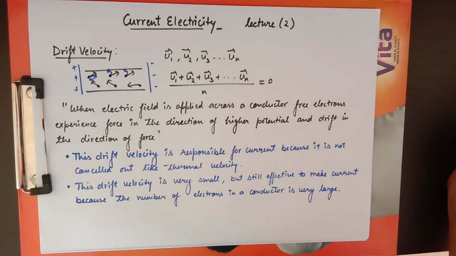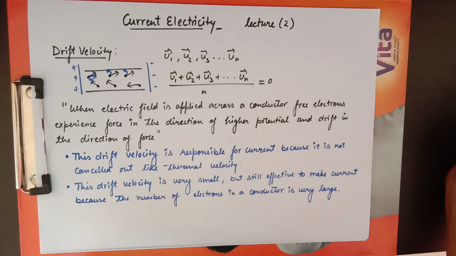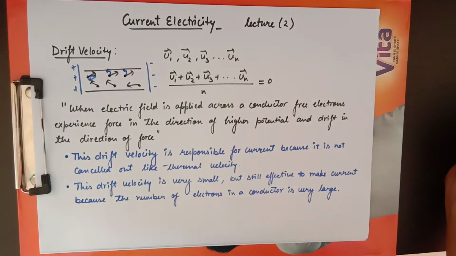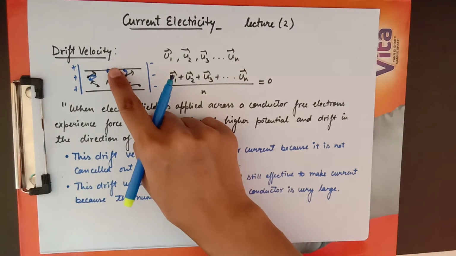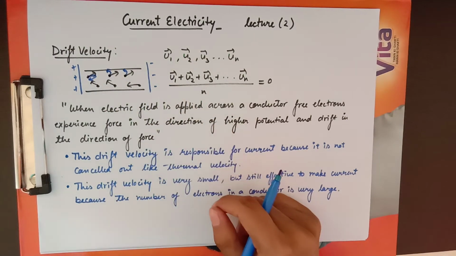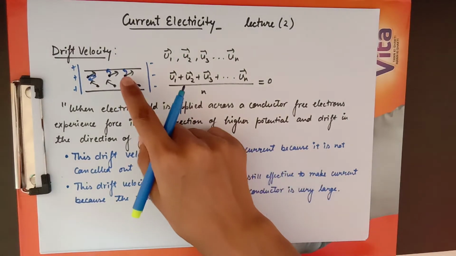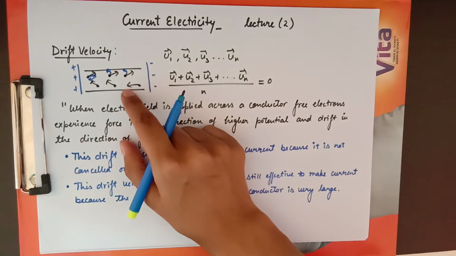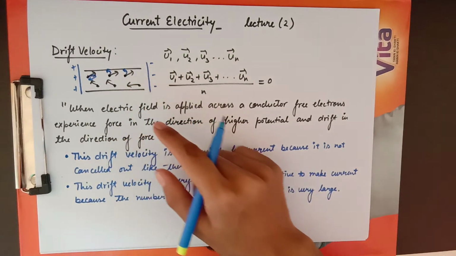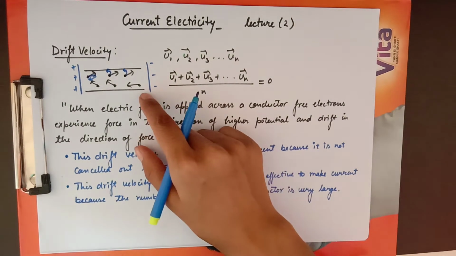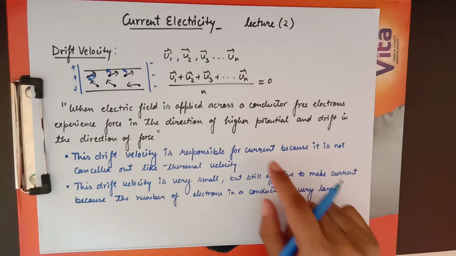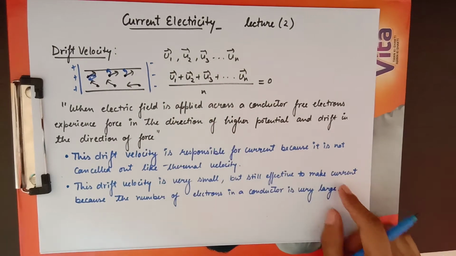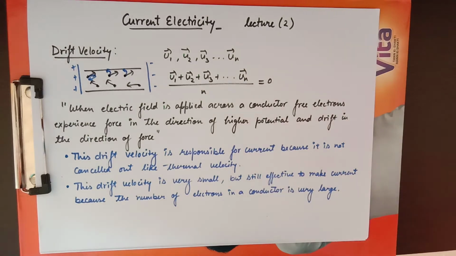Second important point to note is this drift velocity is very small, but it is still effective to make a current because the number of electrons in a conductor is very large. As you can see, one electron drifts a very small distance, so the drift velocity because of only one electron will be very small. But combinedly, there are n number of electrons, and in a conductor the number of free electrons is very large, so the drift velocity is effective to make a current.